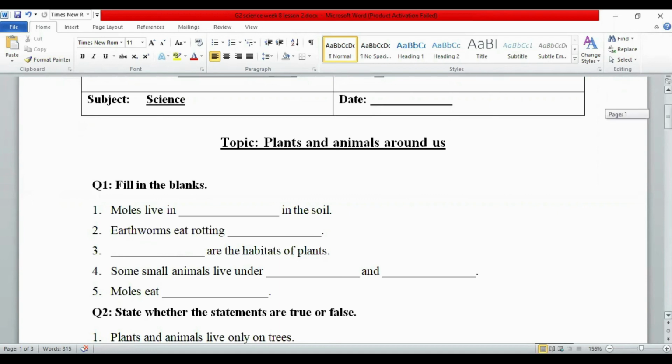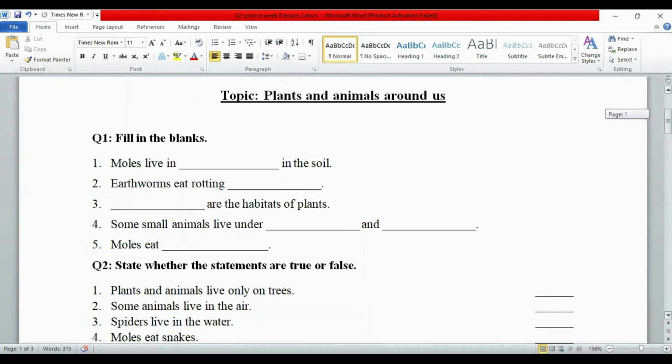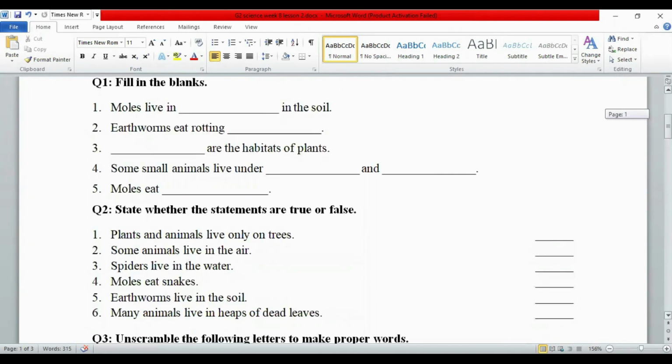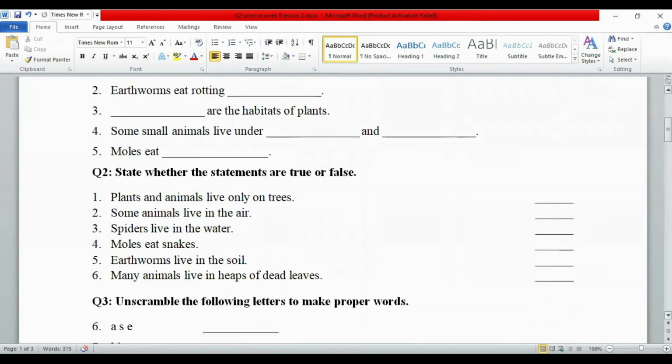Question number 2 is state whether the statements are true or false. Number 1. Plants and animals live only on trees. Number 2. Some animals live in the air. Number 3. Spiders live in the water. Number 4. Moles eat snakes. Number 5. Earthworms live in the soil. Number 6. Many animals live in heaps of dead leaves.